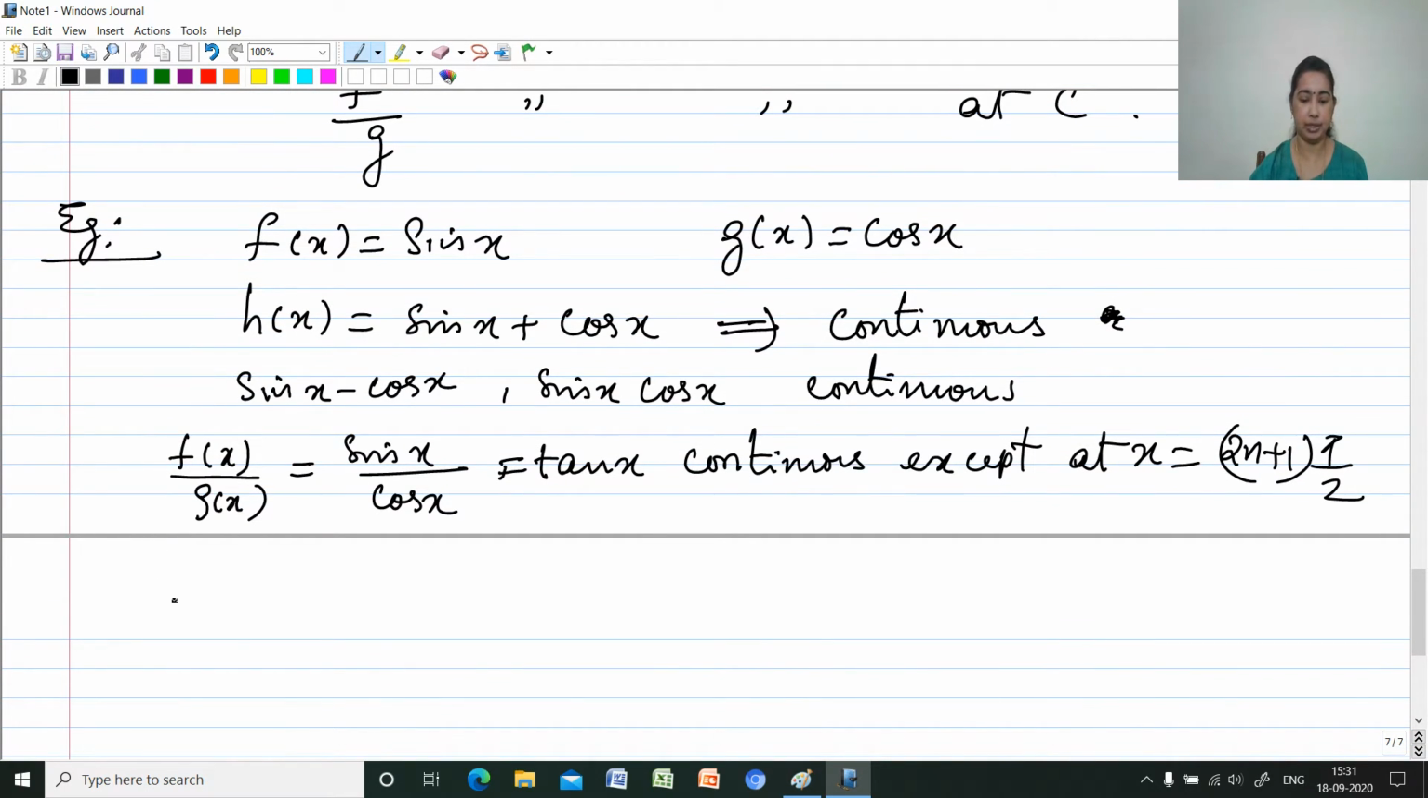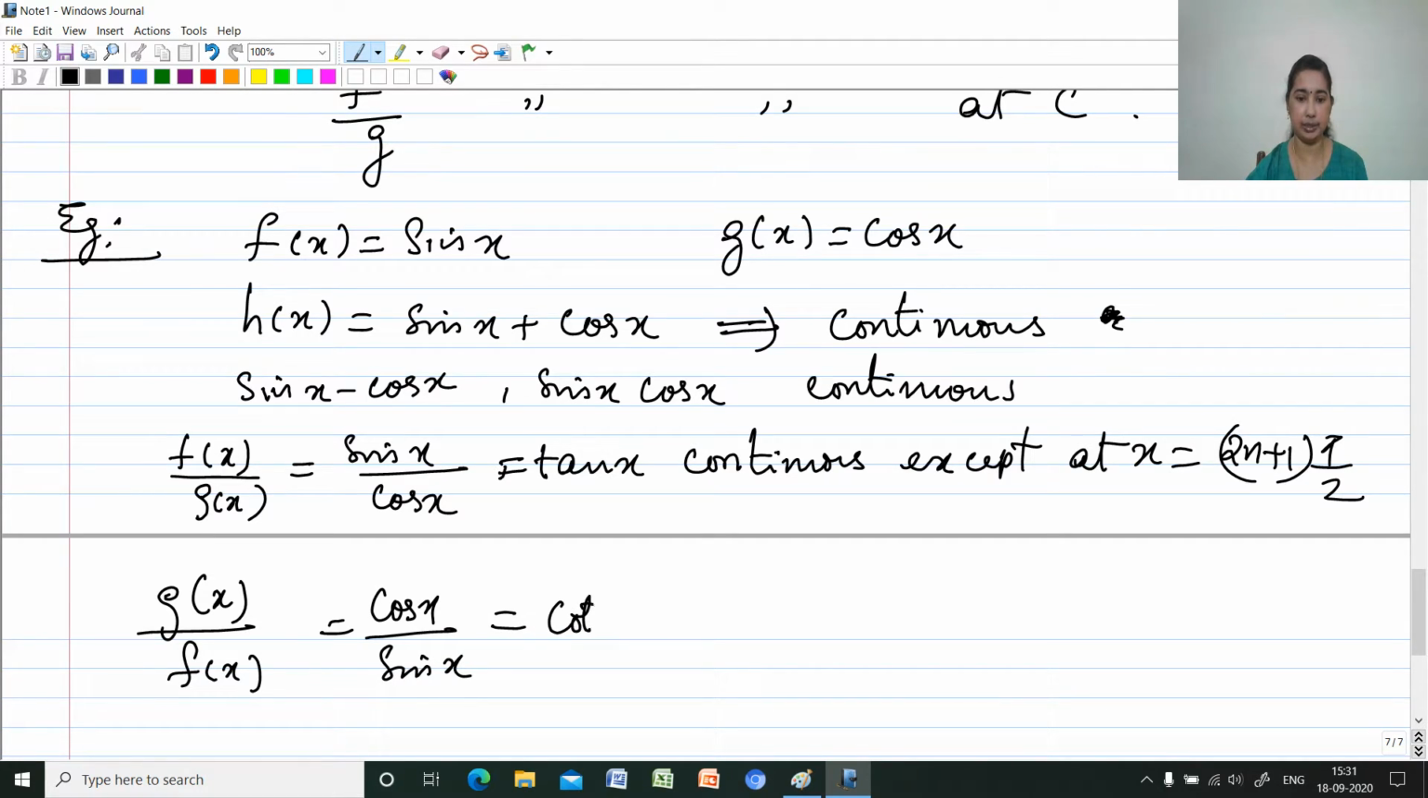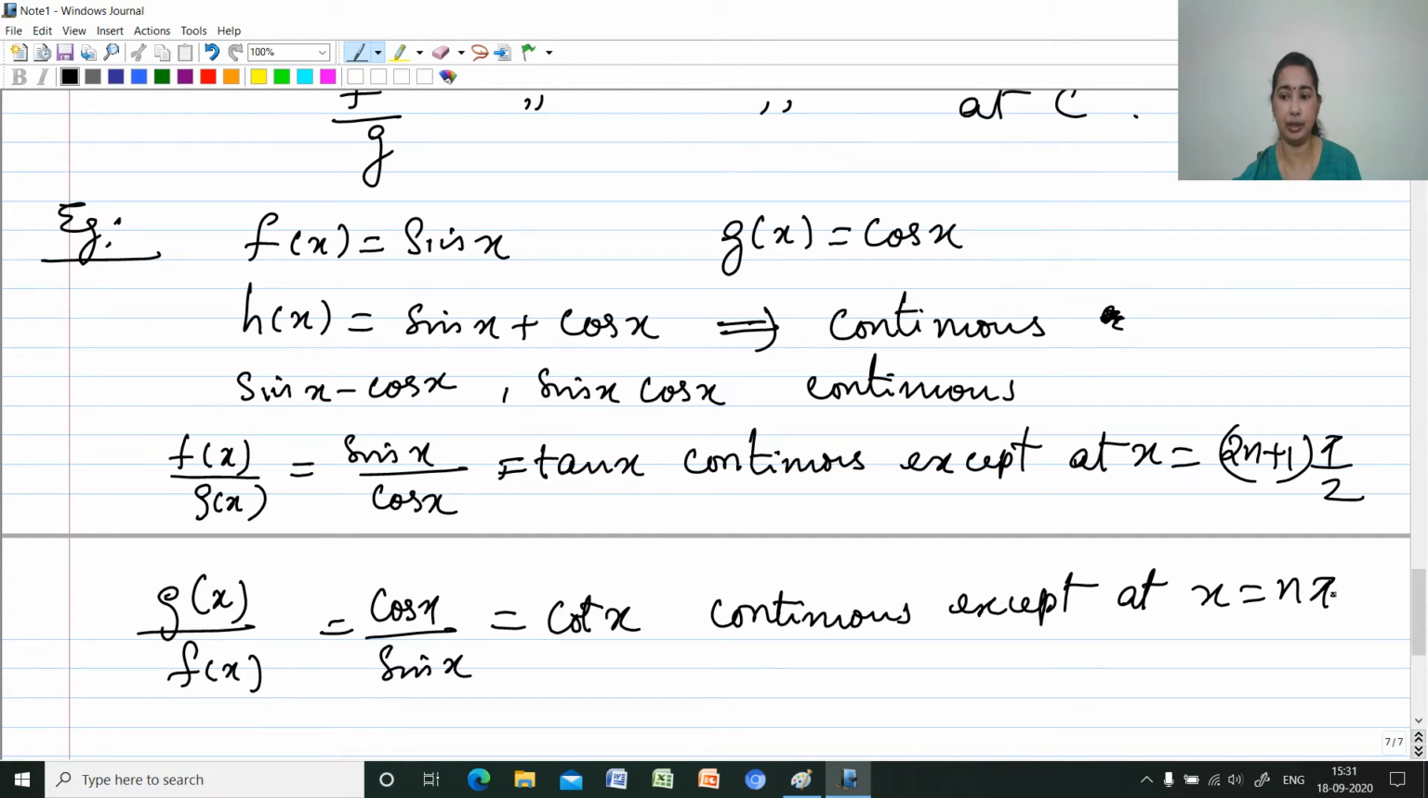Then what about cot x? Same way g of x by f of x, that is cos x by sin x, which is equal to cot x. What about cot x? It is continuous except at x equal to n pi, because if the denominator is 0, then it is not defined. So the denominator should not be 0, otherwise it is continuous everywhere else.